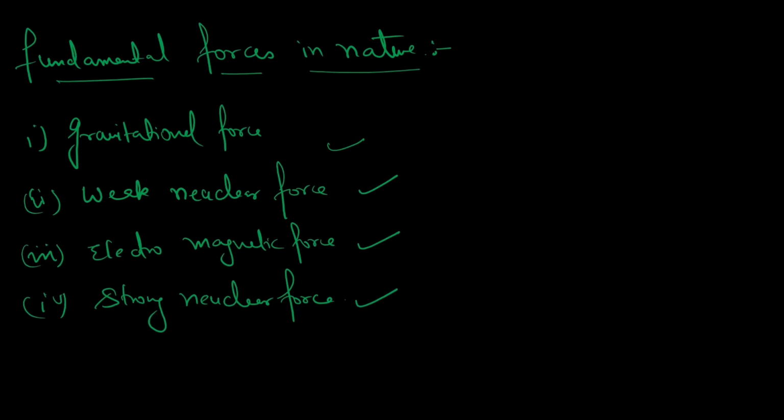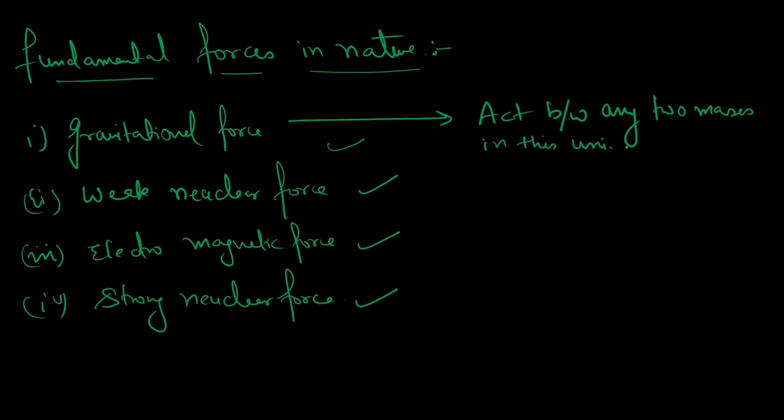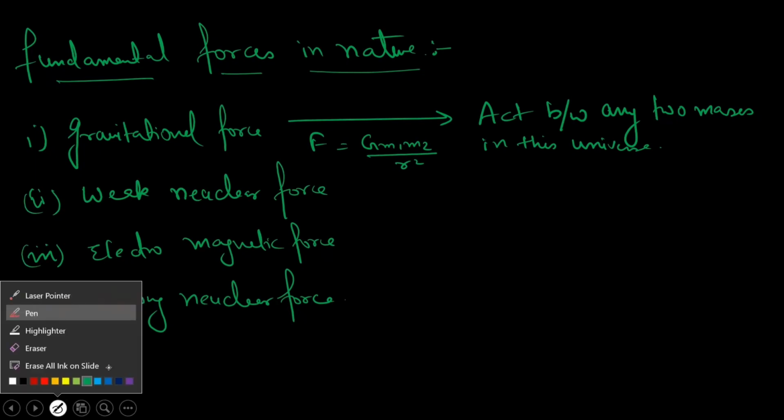What is gravitational force? It acts between any 2 masses in this universe. In this universe, between any 2 masses there is a force, which you studied in 9th: F equals G m1 m2 by r square. What is the special thing? This is the weakest force in nature. It is the weakest force.